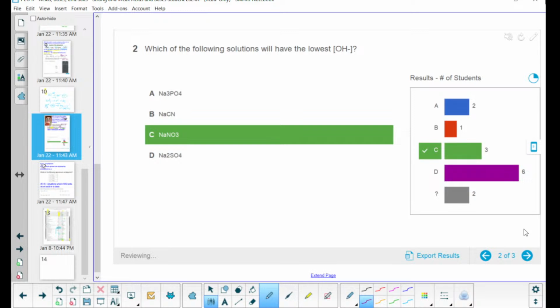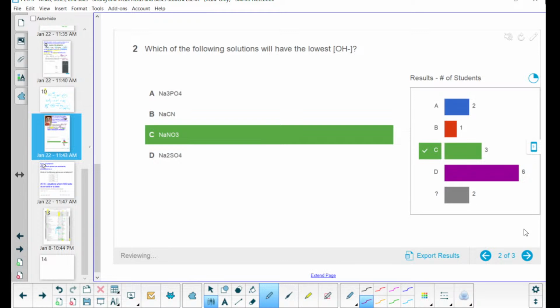And the weakest. So we are picking the weakest base. That's a base. That's a base. And that is all. These are all real bases on your table that will work. But nitrate is the opposite of a strong acid, so it cannot even act as a base, so it will produce no hydroxide. So this is the lowest concentration of hydroxide.